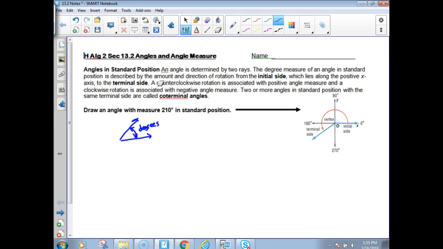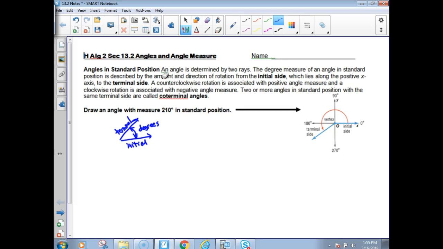The degree measure of an angle in standard position is described by the amount and direction of rotation from the initial side to the terminal side. Now, in geometry, you talked about angles mainly under 180, but you did talk about some things that went up to 360, right? Most of the angles you measured were 180 or less, so they were obtuse, acute, right, or straight. Now, we're going to learn about angles that go beyond that.